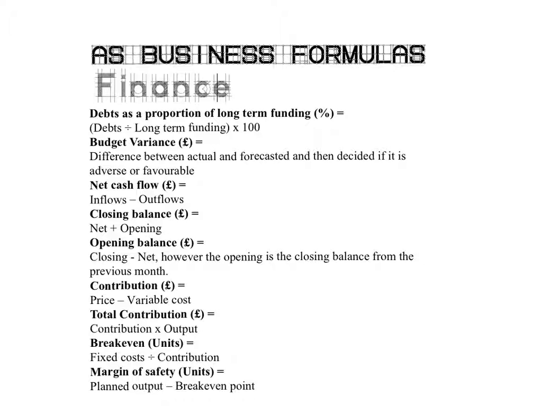Your margin of safety should be a formula that follows on from your break even, and again it's measured in units. So once you've calculated your break even points, then you can work out what the planned output is for the company, and then you can work out the difference, and that would get you your margin of safety, and that would just tell you how many products you've got that would generate a profit.